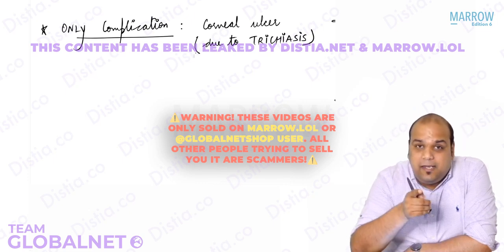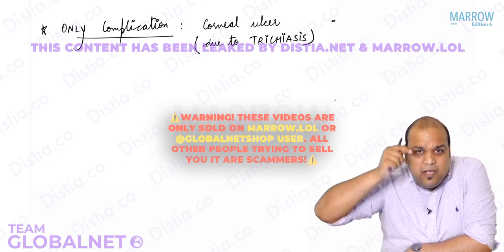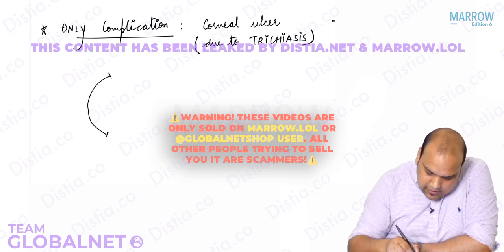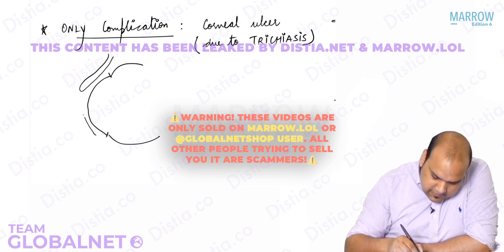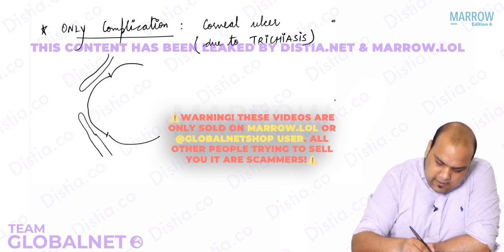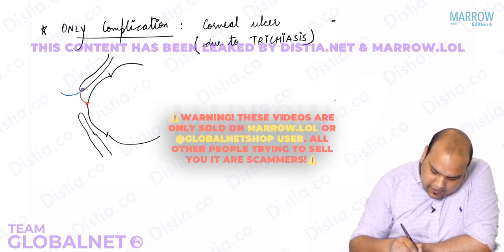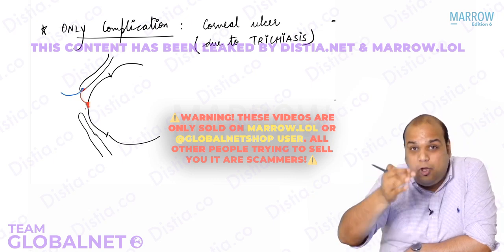If you know what trichiasis is, or if you have seen the lecture on eyelids, trichiasis is inward growth of the eyelashes. If I draw a simple cut section, cornea, sclera, this is my upper eyelid, this is my lower eyelid. Normally my eyelashes grow out. But if the eyelashes have started to grow in, they are rubbing on the cornea. When they keep on rubbing onto the cornea, there will be irritation and it may lead to corneal ulcer.